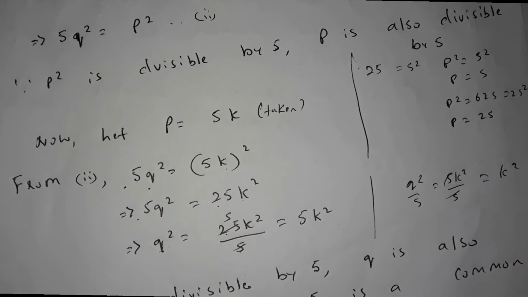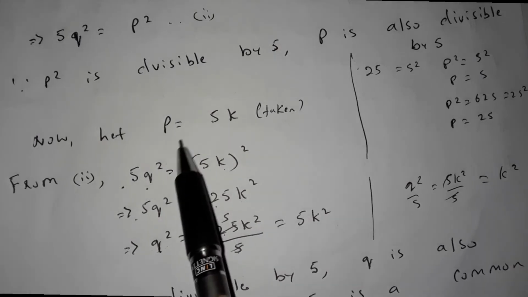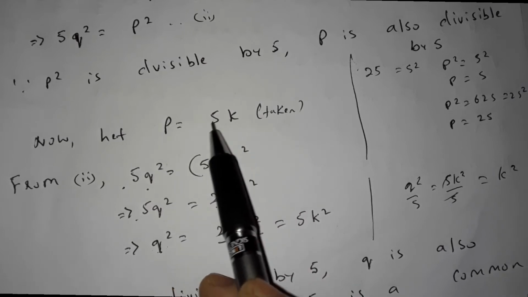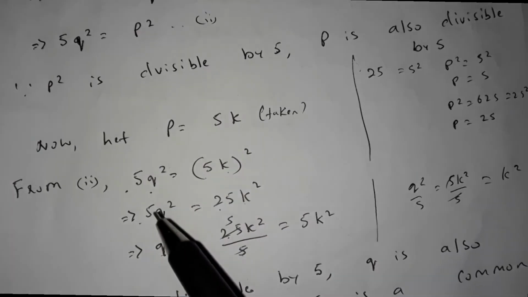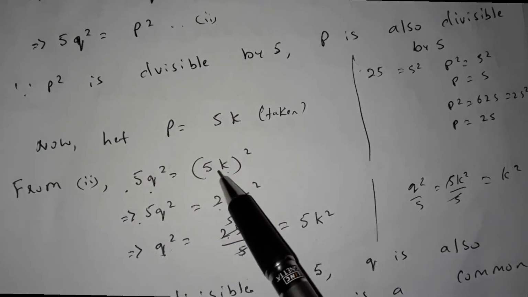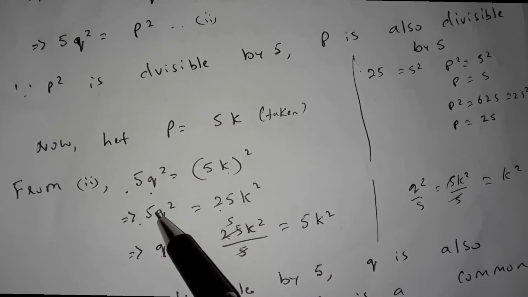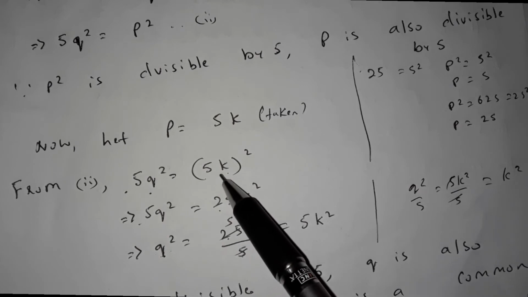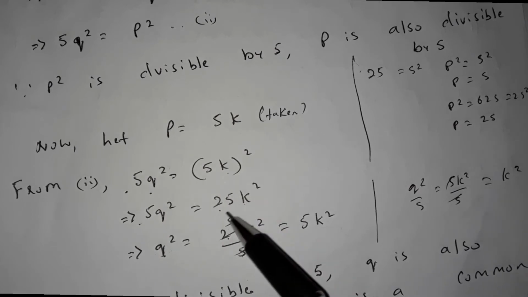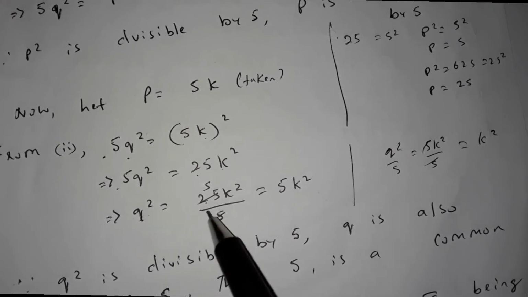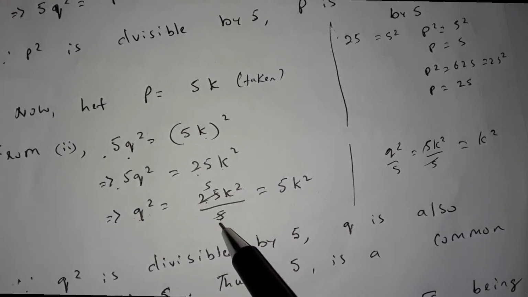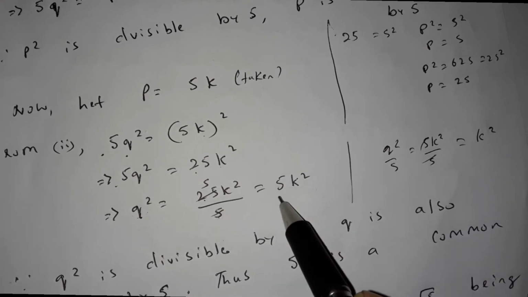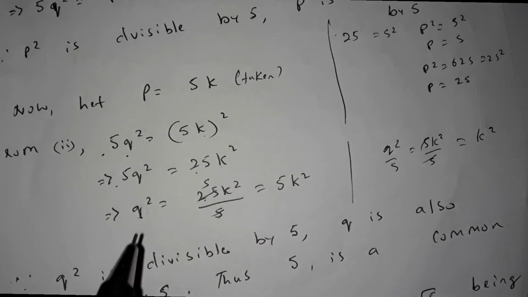Now let p equal 5k, and put this value in equation 2. 5q squared equals 5k whole thing squared. That means 5q squared equals 25k squared, which means q squared equals 25k squared divided by 5, that is 5k squared. This is also the same.